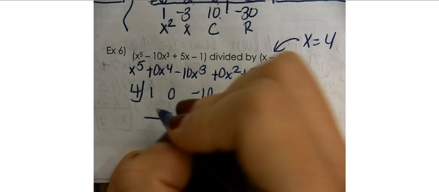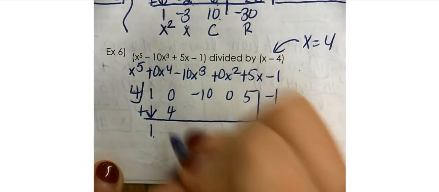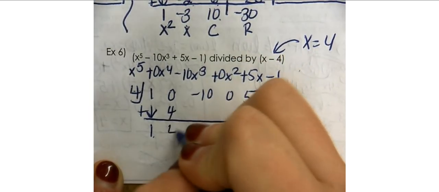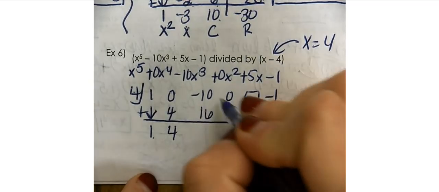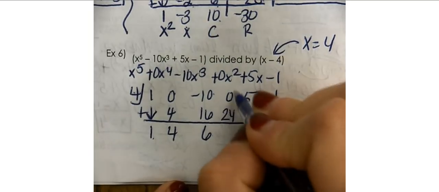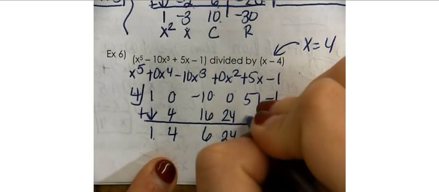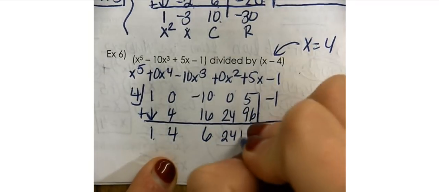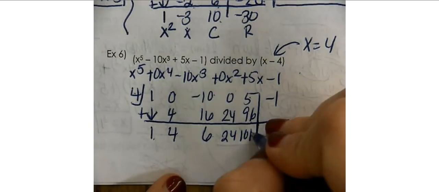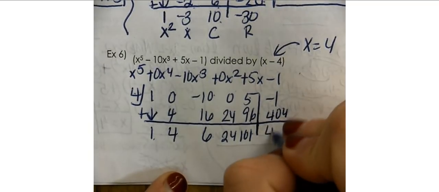I'm going to bring down the 1, and 4 times 1 is 4, and I'm going to add going straight down. 0 plus 4 is 4. 4 times 4 is 16, -10 plus 16 is 6. 4 times 6 is 24. 0 plus 24 is 24. 4 times 24 is 96. 5 plus 96 is 101. 4 times 101 is 404. -1 plus 404 is 403.